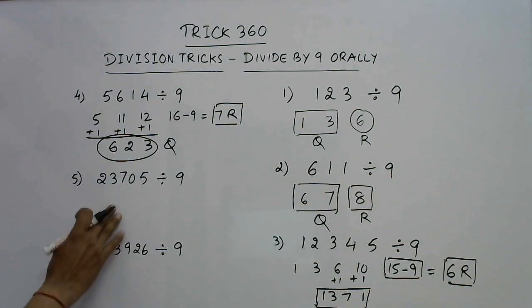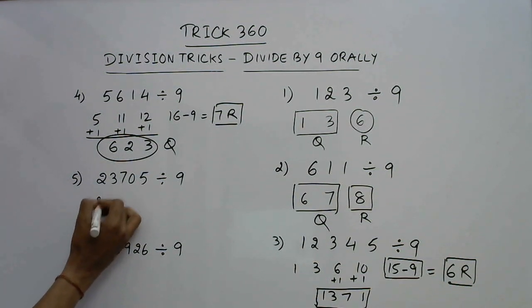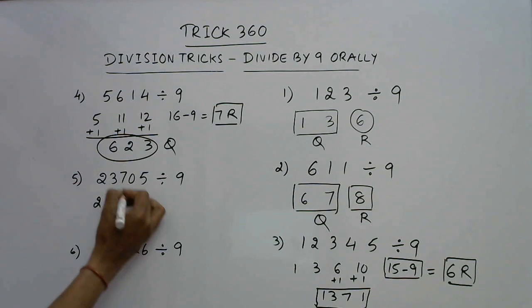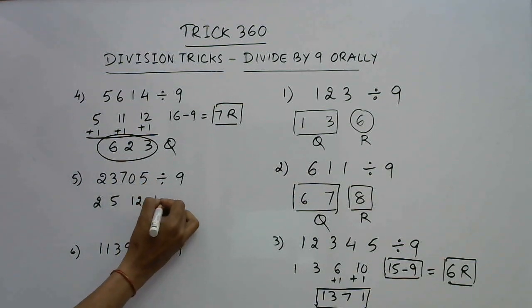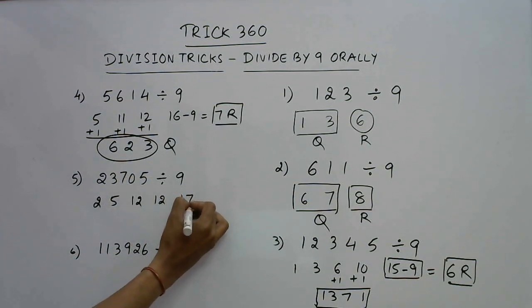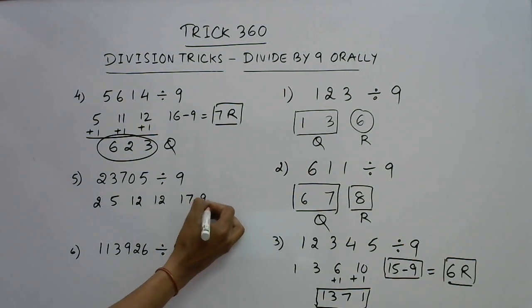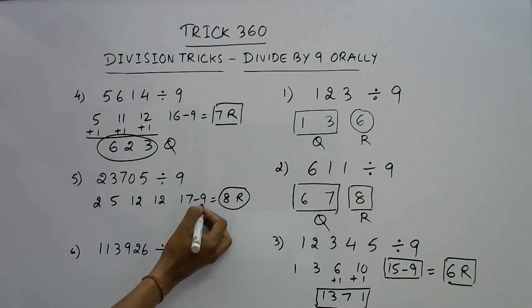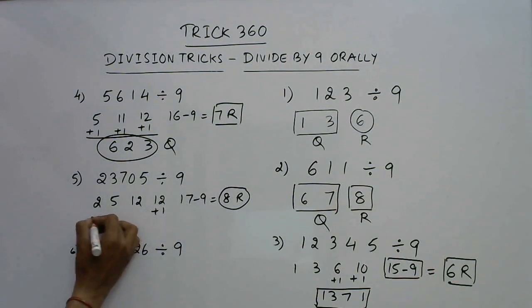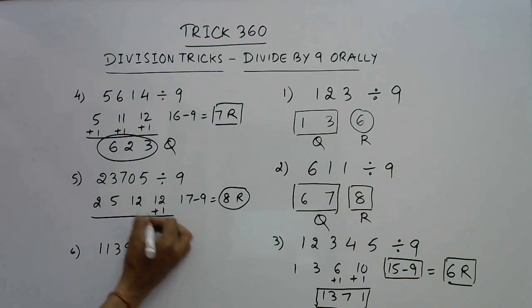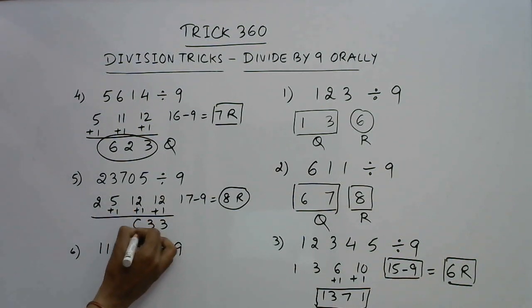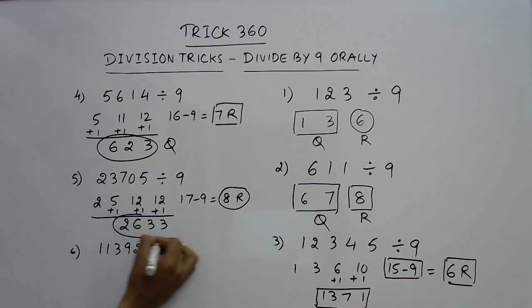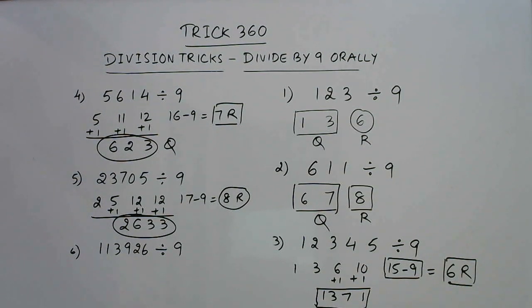Likewise, we can solve two more examples. Say 2, 2 plus 3, 5, 5 plus 7, 12, 12 plus 0, again 12, 12 plus 5, 17. Now see, 17 minus 9 is 8, so 8 is the remainder. And since we have subtracted one multiple of 9, add 1 here. Now you will get the quotient. 12 plus 1, 13, 3, 1 carry. 12 plus 1, 13, 3, 1 carry. This becomes 6 and we have a 2 here. So 2633 is the quotient and 8 is the remainder.